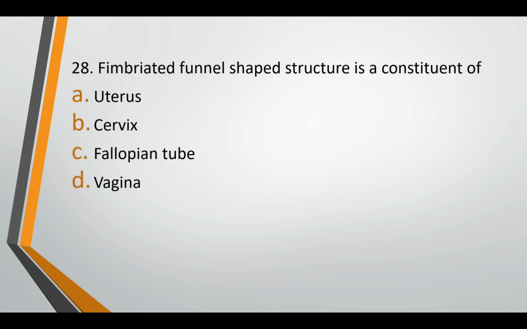Fimbriated funnel-shaped structure is a constituent of uterus, cervix, fallopian tube, or vagina. Fimbriated funnel-shaped structure is a constituent of. The correct answer is option C, fallopian tube. And what is the function of the fimbriated funnel-shaped structure? Right, to catch the ovum which is released by the ovary.